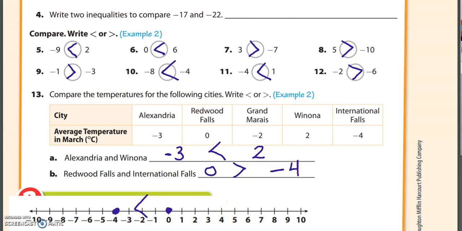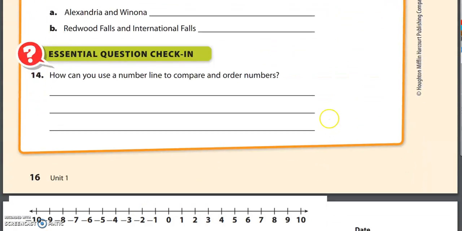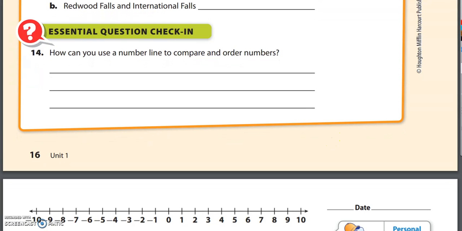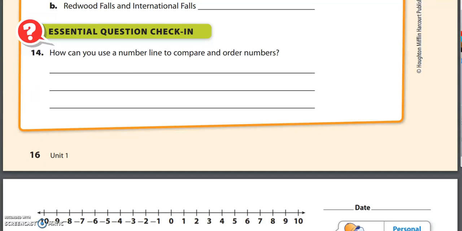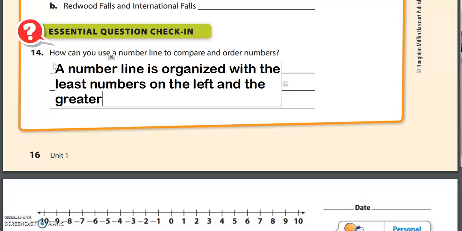All right, let's do the check-in question, the essential check-in question at the bottom of the page. On questions like this, it's not important that you have the exact answer I have, but it is important that you have something. Question 14 reads, how can you use a number line to compare and order numbers? So I'm going to type my answer. A number line is organized with the least numbers on the left and the greater numbers on the right.